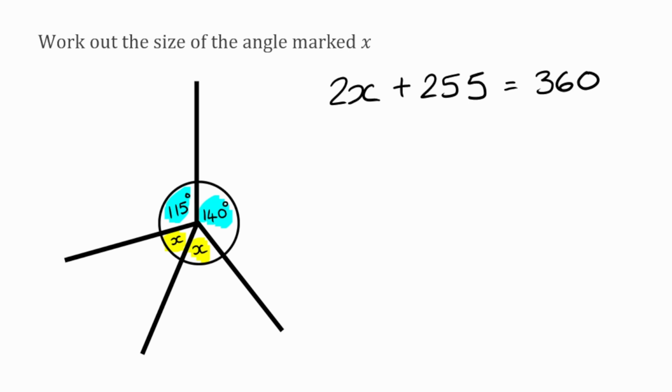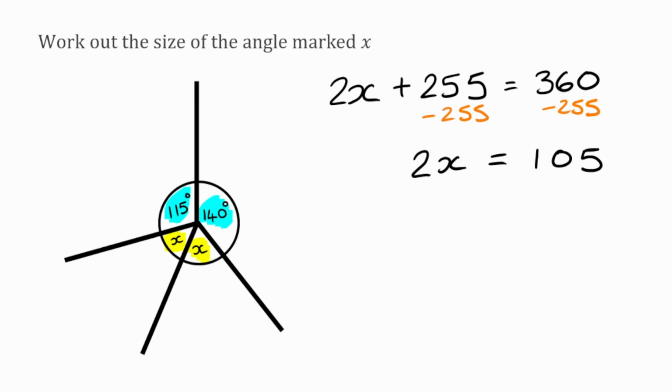So now we've formed an equation, we can solve it. What we're going to do first of all is take away this 255 away from both sides. So if I take away 255 here, I'm going to do it on the right hand side as well to make sure we balance the equation. So we'd have 2x on the left is equal to 360, take away 255 would leave us with 105. So it's just like before, we've taken away the angles that we do know, and that's left us with 105, or this would be the value of 2x.